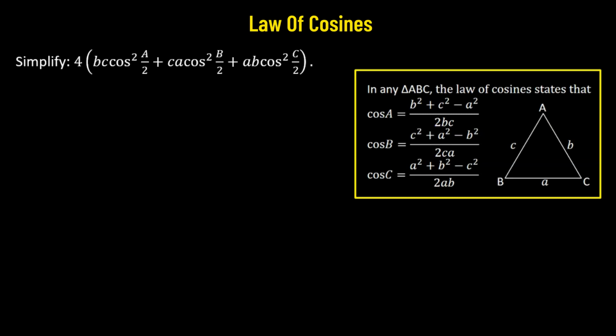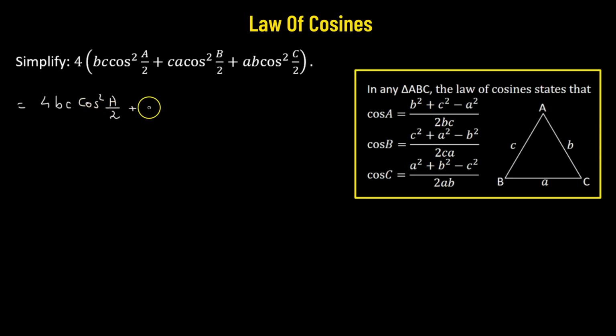So in this problem, we need to simplify the given trigonometric expression. So let us begin. So here we have 4 times BC cosine squared. So let's multiply 4 with each of the terms. We get 4BC cosine squared A over 2.